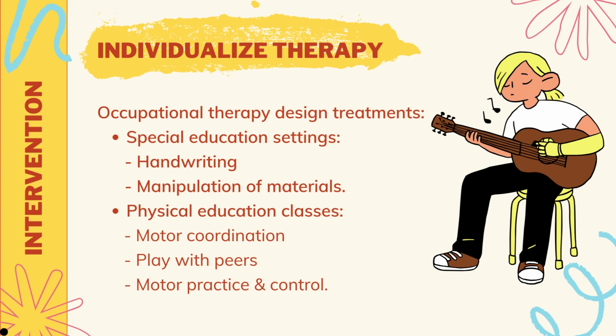As for example, special education setting can improve handwriting, keyboarding, as well as manipulation of materials. As for physical education classes, improving general motor coordination with emphasis on skills the child can use in playing with peers can be very successful. Any kind of physical training that allows the child to safely practice motor skill and motor control may be helpful.